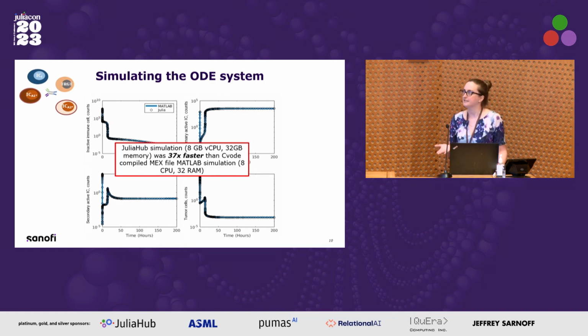It's a little hard to even see the MATLAB results, but they're just laid over. What we were really excited about was that we're able to run MATLAB in the cloud in a similar environment to JuliaHub, and we saw that JuliaHub was 37 times faster than our sped up MATLAB simulation. This was not using an internal MATLAB solver. This was already fast MATLAB. So we love to see that speed up.